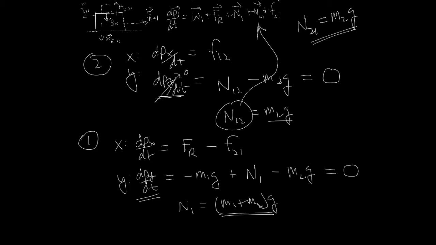Now, if there had been a frictional coefficient between the floor and block 1, we would use this to calculate the frictional force between the floor and block 1. But happily, there is no such friction in the problem.